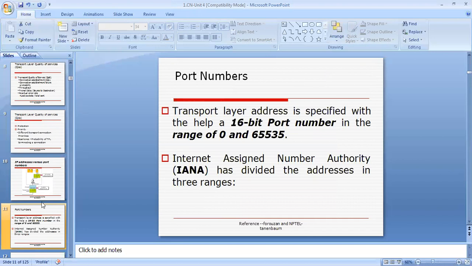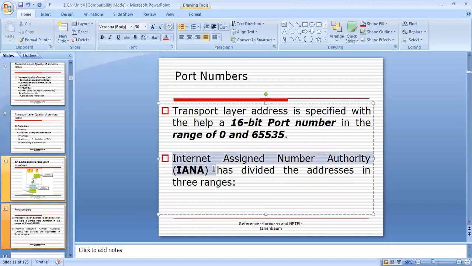So this memory buffers, we have given the numbers. So the IANA, that is the Internet Assigned Numbers Authority, has divided the addressing scheme, that is the transport layer addressing scheme, into three classes. Basically, the transport layer addressing, the port addressing scheme, is 16-bit. It is a 16-bit scheme.